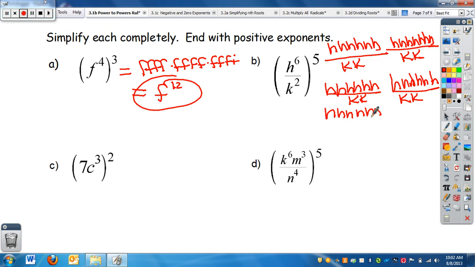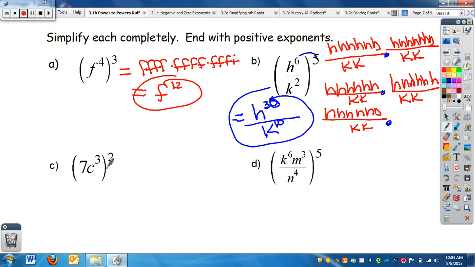One more time. Alright, so let's write the answer over here. Alright, so these are all fractions being multiplied. So in my numerator I have all the h's. I have 6 plus 12, 18, 24, 30. So that's h to the 30th, which I can check because 6 times 5 is 30. And k, 2, 4, 6, 8, 10. And I am done.